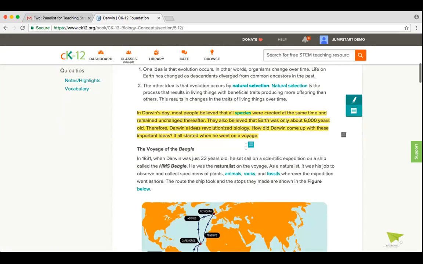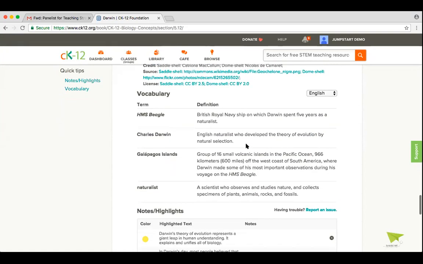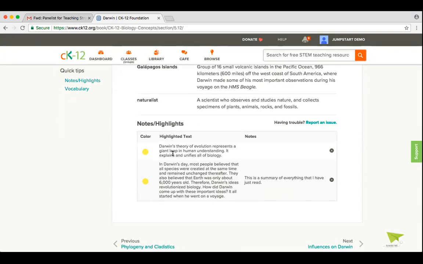And the really cool thing, as I mentioned before, you move to the bottom of the page and there's now a notes and highlights section where everything that I highlighted and everything that I annotated, the whole thing plus my annotation, is listed here. And it's a great way to summarize and to study for tests.